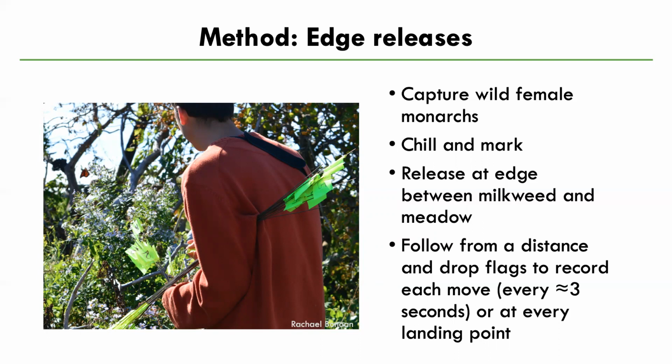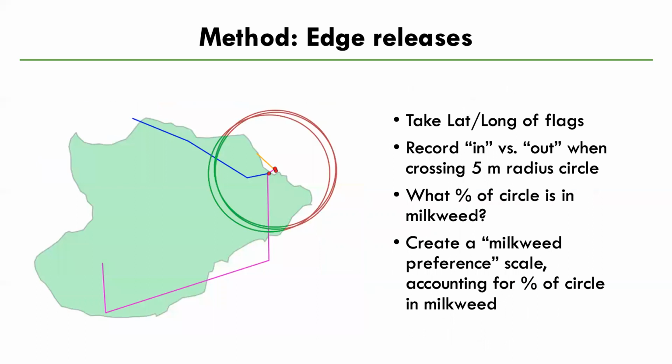We follow them from a distance, and by dropping flags every few seconds or at every landing point, we can create this geocoded path. So here we have in green, the green area is the milkweed patch, the red circle is the release point, and the colored lines are the paths that the monarchs took based on our flagging. We can draw a circle around the release point and then calculate the percentage of the circle that's inside milkweed, and also record whether the monarch was in or out of milkweed when it crossed this 5-meter circle. So then we can create a milkweed preference scale that accounts for the percentage of the circle that is in milkweed.